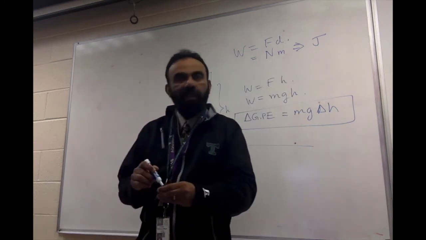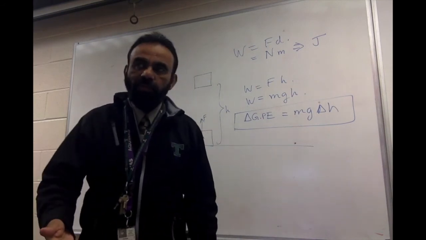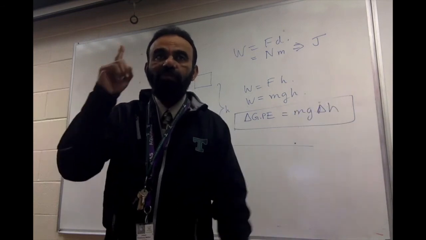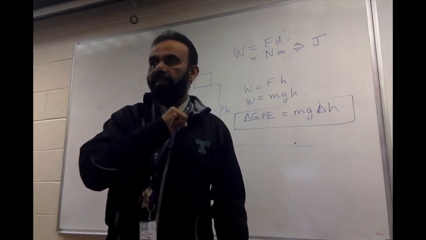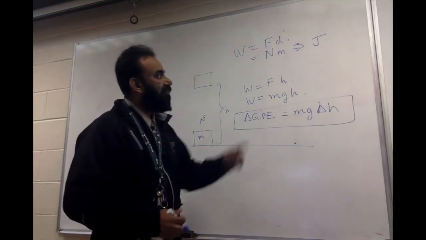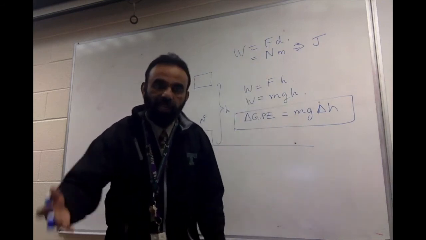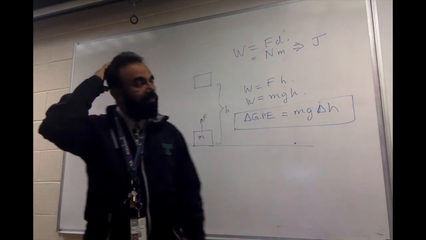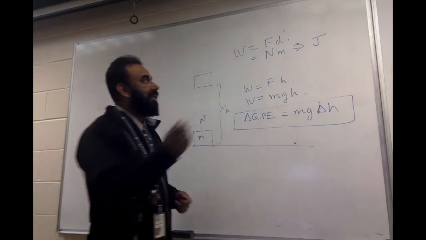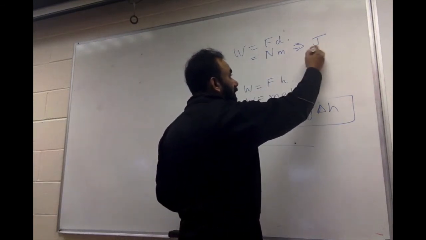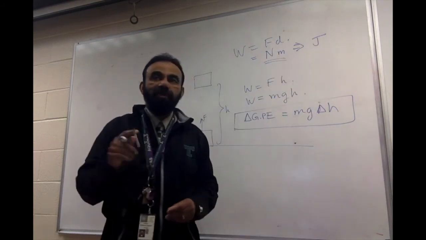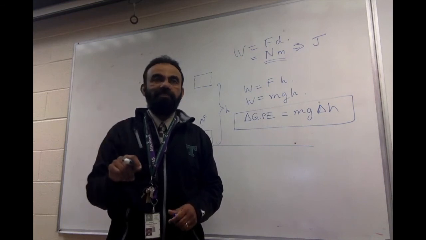What does it mean? It means if I apply 1 Newton and push an object through 1 meter, I have done 1 joule of work. Is that clear? If I apply 1 Newton on an object and I push it for 1 meter, I am doing 1 joule of work. This is the SI unit of energy. This is also the SI unit of energy, but it is not in basic terms.